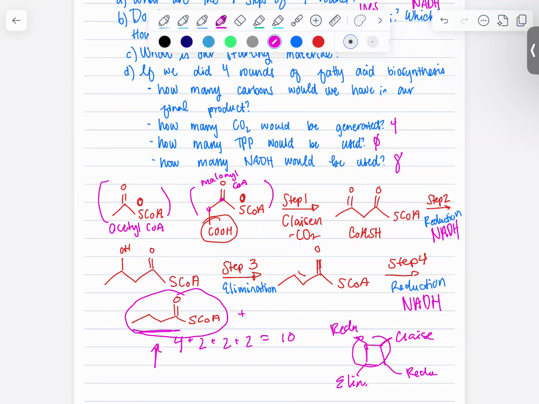Yeah, so you won't have to do the full mechanism of fatty acid biosynthesis. The important steps, yeah. That would be something to know. So you have the starting materials, then you have the diketone. Well, it's not really a diketone because one is a thioester. And then you have the OH, the double bond, and then the fully reduced.